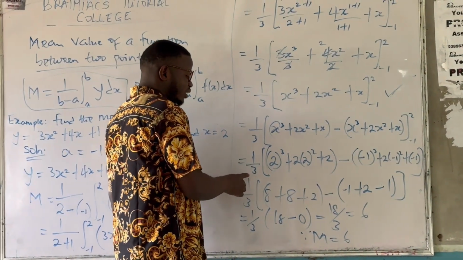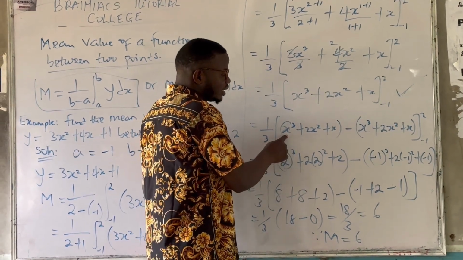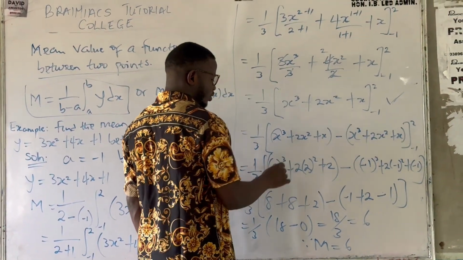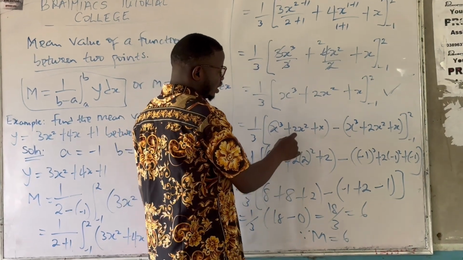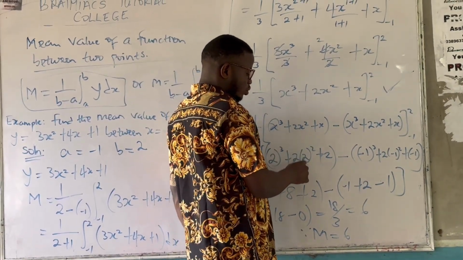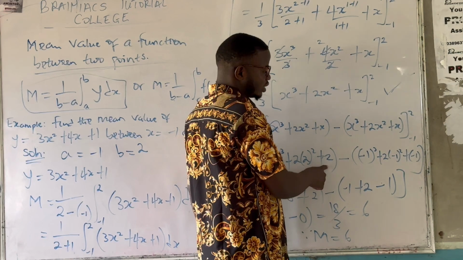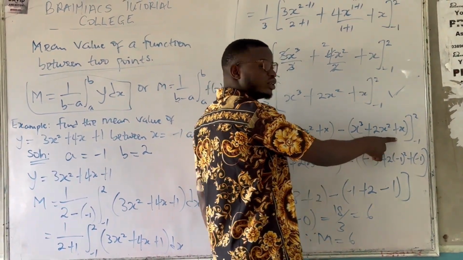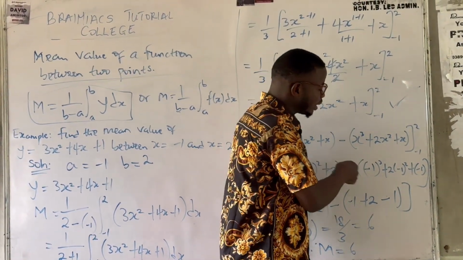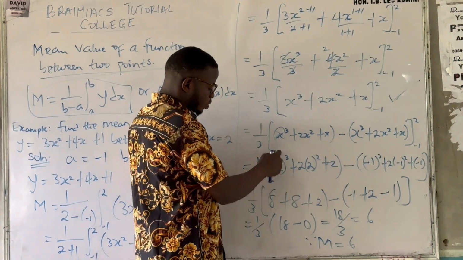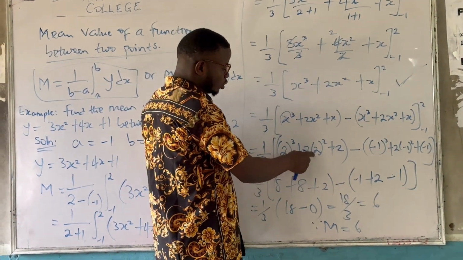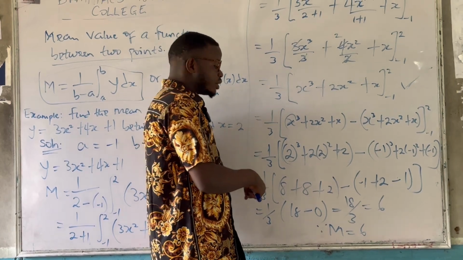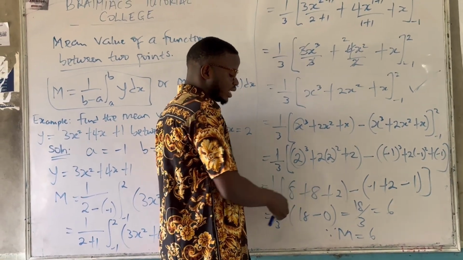So we have 1 over 3. Anywhere you see x at this side, this 2 will enter. So that will become 2 raised to 3 plus, here we have 2 raised to 2 plus x. Anywhere we see x, you are putting 2. Then the other side, anywhere you see x, you put minus 1. So from here, 2 raised to 3 will give us 8, plus 2 raised to 2, that will give us 4. That's 2 times 2, that's 4, times this 2, that will give us 8.